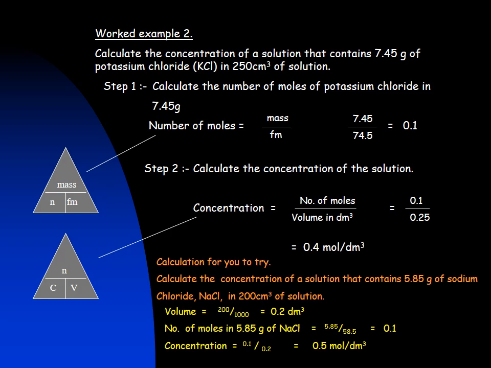So then you do the second step where you calculate the concentration, and our concentration is 0.1 divided by 0.2. So what are these numbers again? Well, 0.1 is our number of moles and 0.2 is our volume. So the concentration is actually 0.5 moles per decimeter cubed.